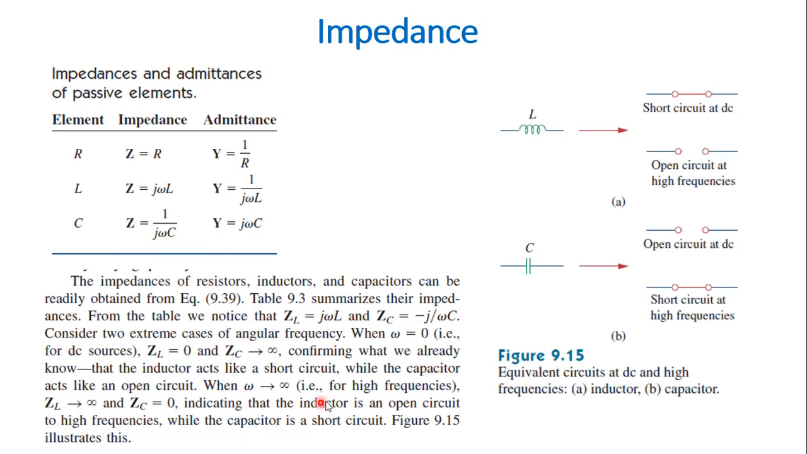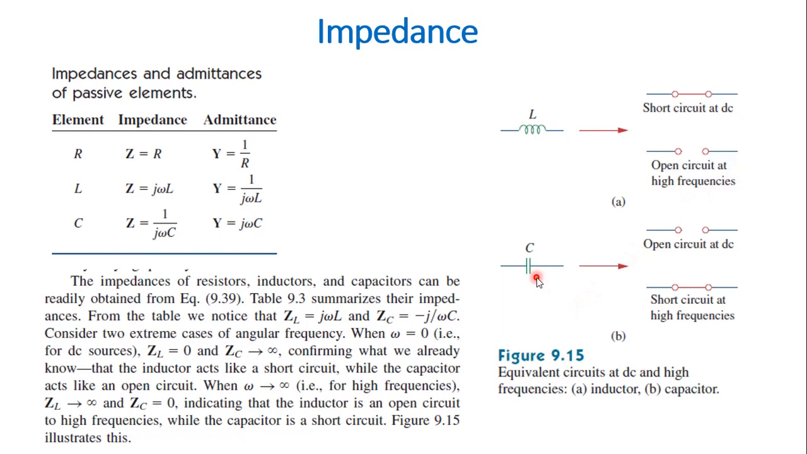So when omega tends to infinity, that is for high frequencies, the inductor acts as an open circuit, whereas the capacitor acts as a short circuit. That is what is elaborated in this diagram. You can see that you have an inductor and a capacitor. The inductor at lower frequency, that is at omega equal to 0, is a DC source, so the inductor acts as a short circuit. But when this inductor is applied with a high frequency, it acts as an open circuit.